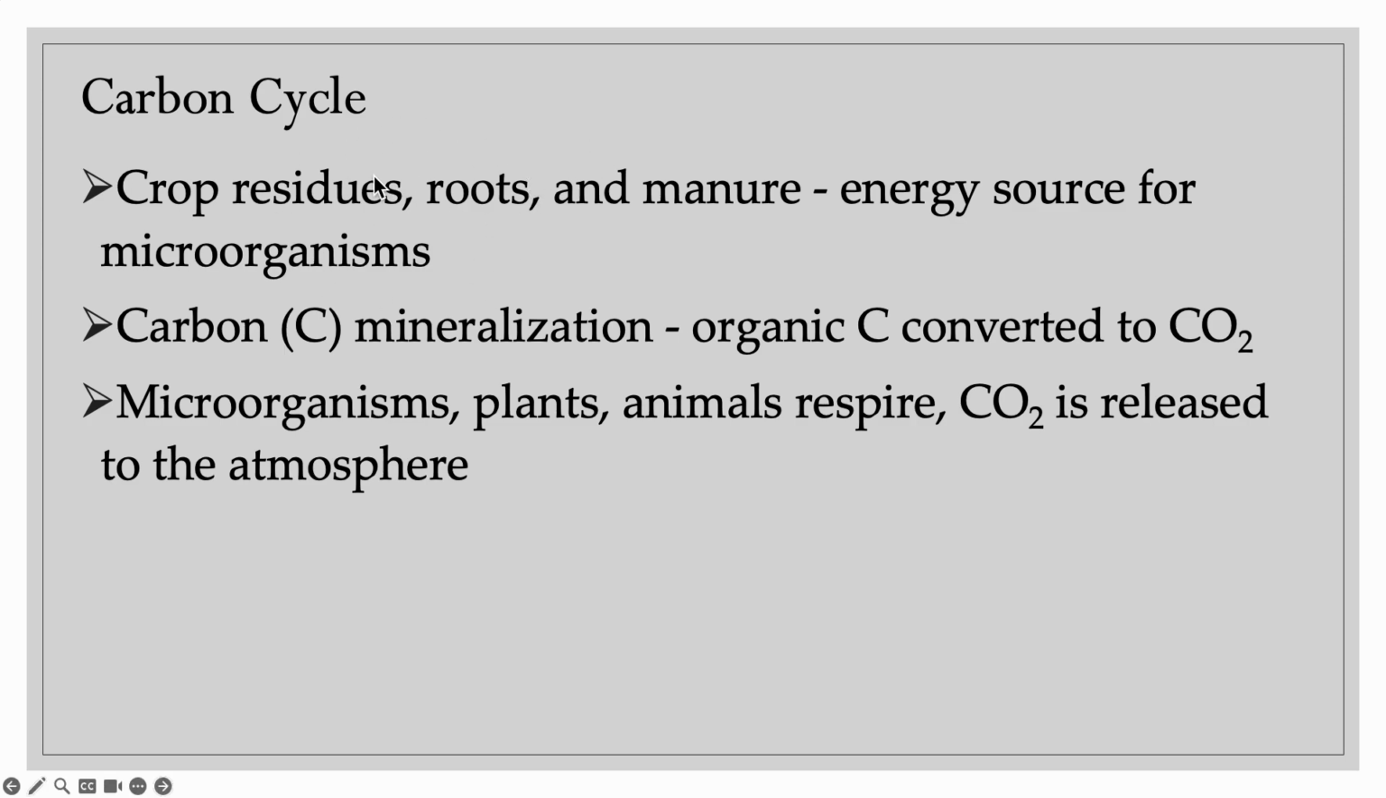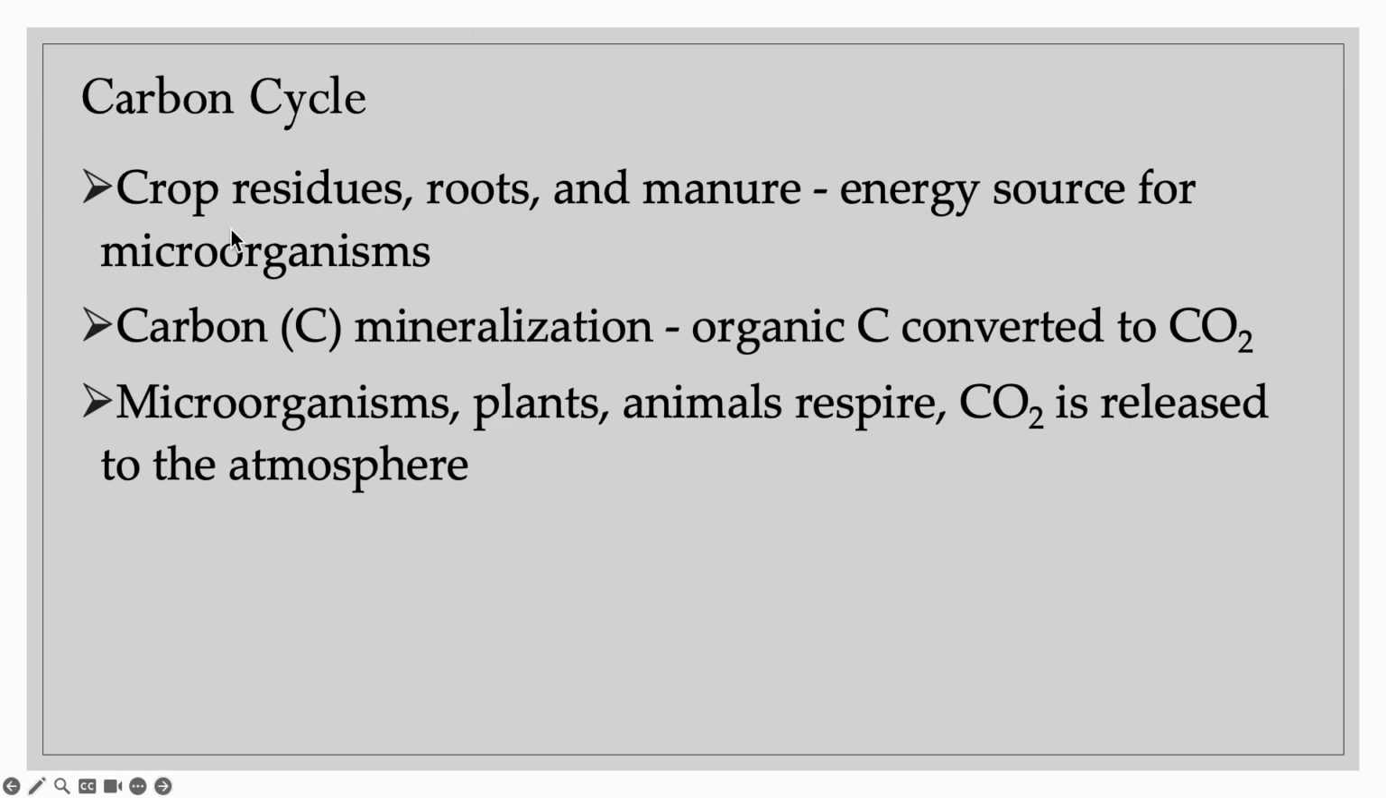So the carbon cycle is really just composed of two things. There are two basic processes in this carbon cycle. For the most part, we're going to be mineralizing carbon. This is organic carbon being converted to carbon dioxide, and these microorganisms are responsible for that. They're going to use the carbon in the soil, and that carbon dioxide is then released into the atmosphere.